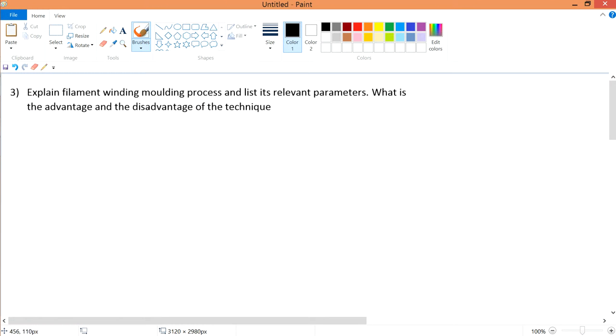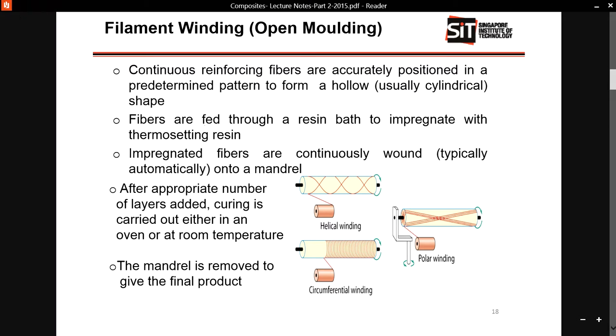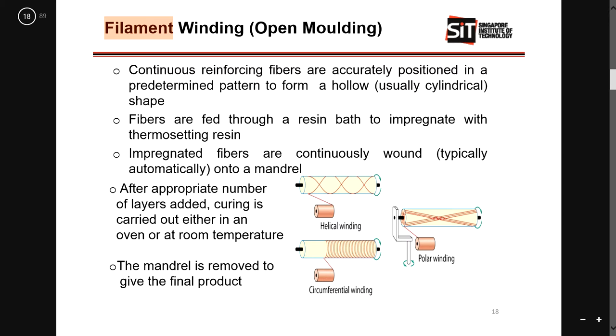Now question 3 tutorial asks us to explain the filament winding molding process and list its relevant parameters, and what is the advantage and disadvantage of this technique. Alright, so the filament winding molding process came from your lecture notes part 2, page 18, which is pretty familiar because it's quite recent.